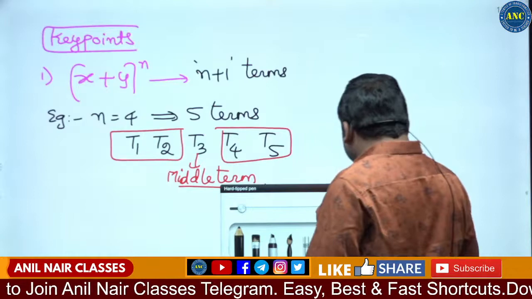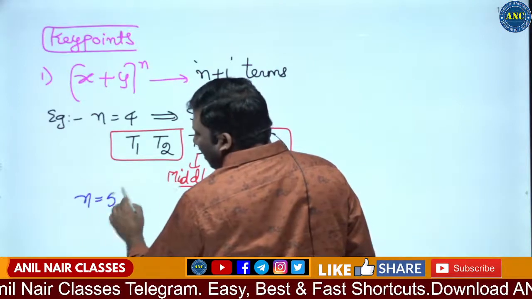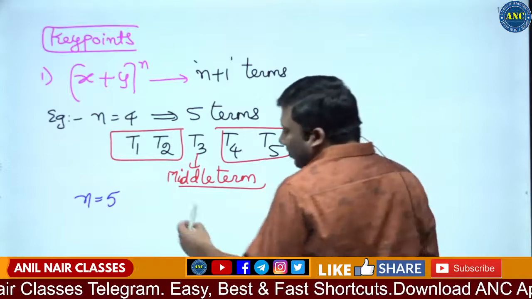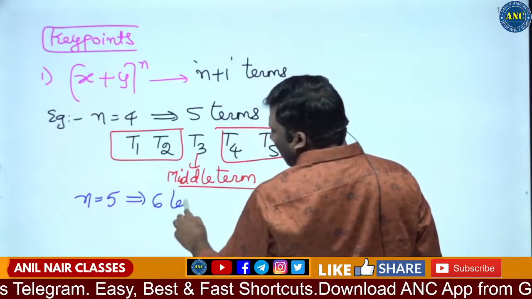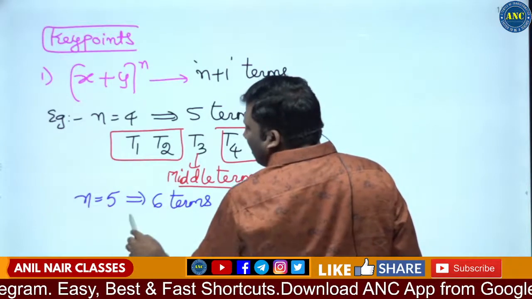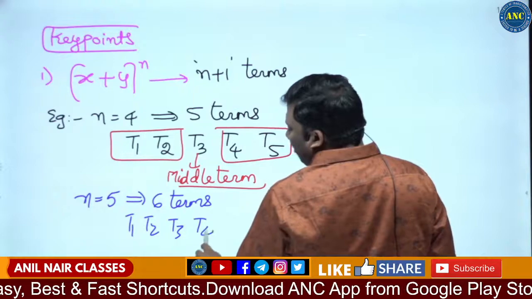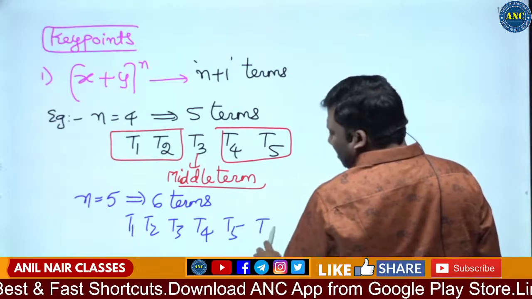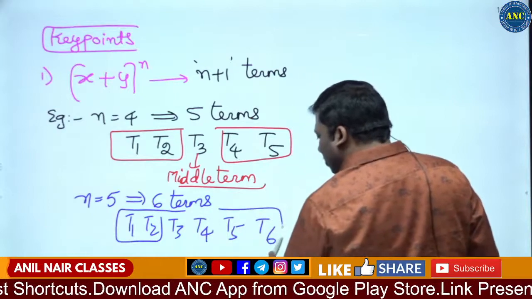What if the number of terms I took it as odd number, n equivalent to 5? How many terms will it have? 6 terms it will have. What are those 6 terms? T1, T2, T3, T4, T5, T6. There are 2 terms to the left and 2 terms to the right.